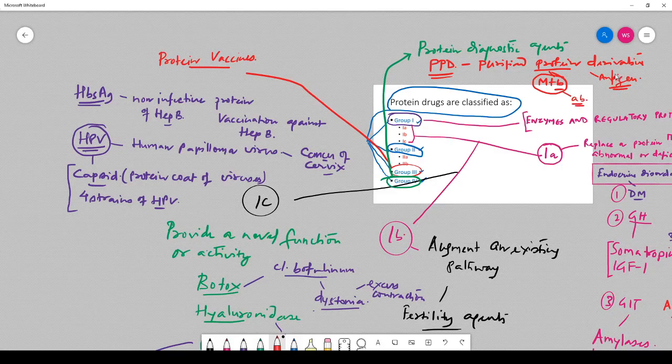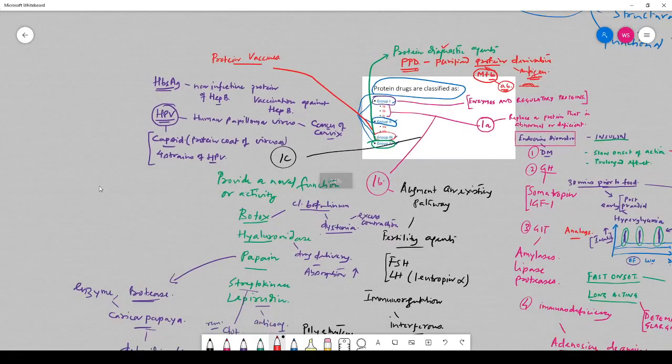So what we do is we inject the PPD under the skin. If the person has previous infection, he will have an antibody. That antibody will react with this antigen and there will be like a wheal or a flare on the skin. And if that is big, then we say that the person has had infection from Mycobacterium tuberculosis. So it is used as a diagnostic agent for tuberculosis infection. Okay, so that is the last class of protein drugs.